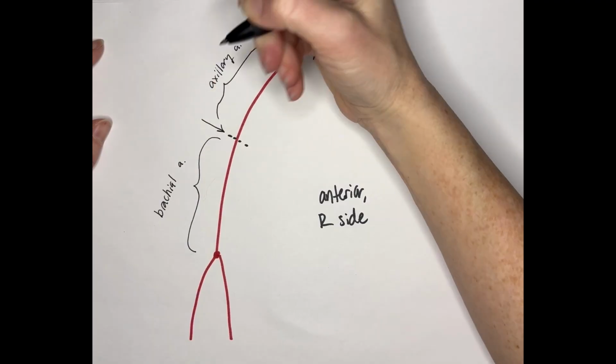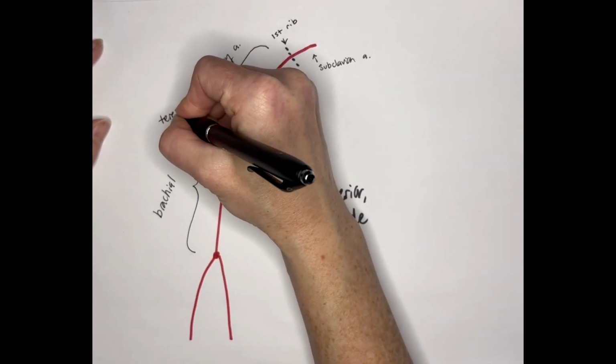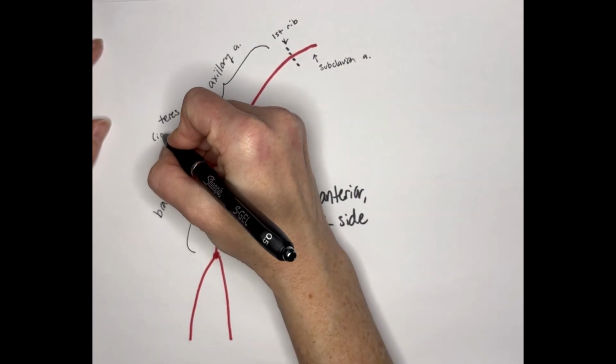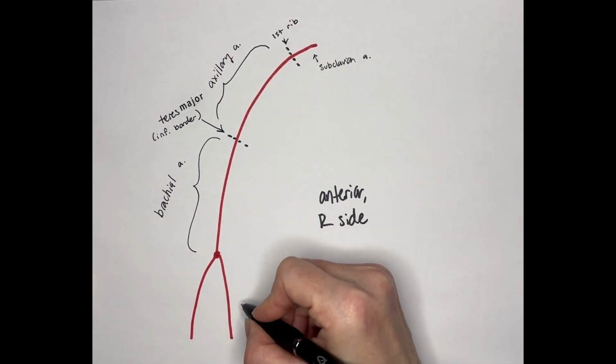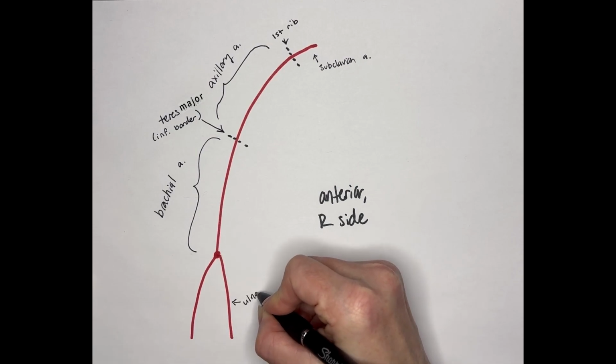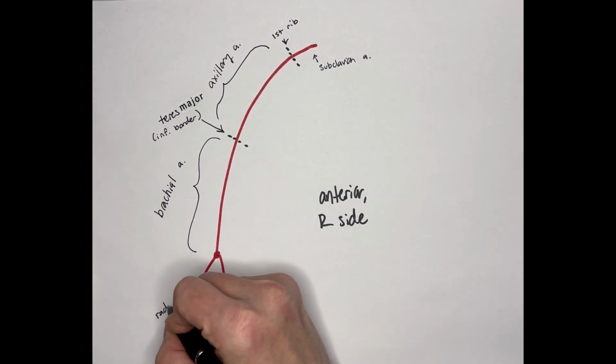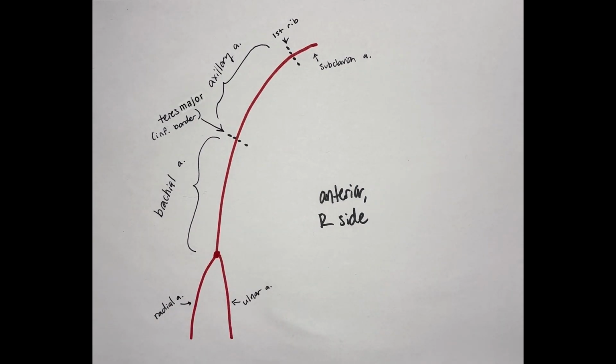The axillary artery becomes the brachial artery when it crosses the teres major muscle at its inferior margin, which I wrote incorrectly, so I'm fixing it now. Boom. The brachial artery will split near the elbow joint to form the ulnar artery on the medial side and the radial artery on the lateral side. These are the main arteries of the upper limb.